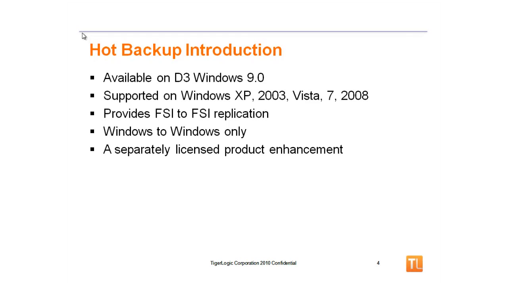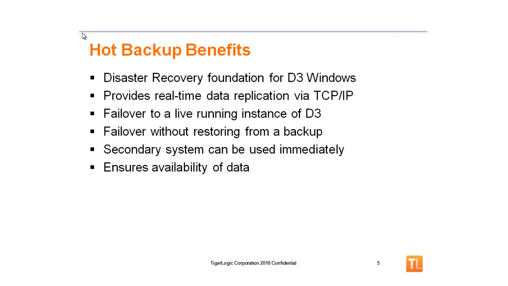You can't run Hot Backup from a Windows machine to a Unix machine. It has to be Windows to Windows. And it is a separately licensed product enhancement. As long as both Windows systems are activated for Hot Backup, you can run Hot Backup. It is the disaster recovery foundation for D3 Windows.